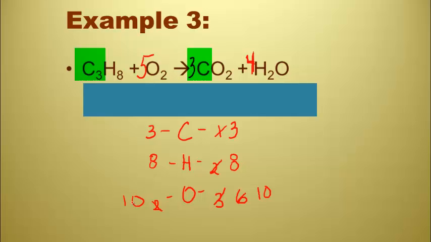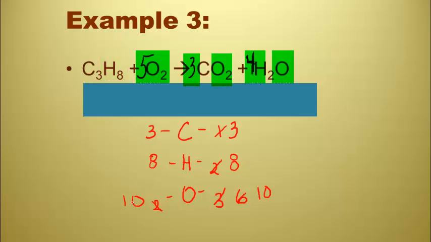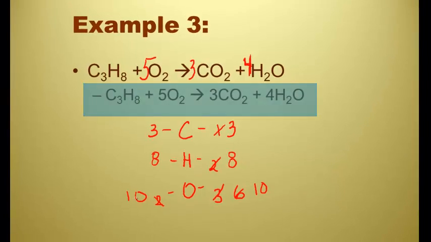Let's double check up at the top here. There are 3 carbons on the reactant side and 3 on the product side. There are 8 hydrogens on the reactant side and 8 on the product side. There are 10 oxygen atoms on the product side, and I see 6 plus 4, that's 10 oxygens on the reactants. Okay.